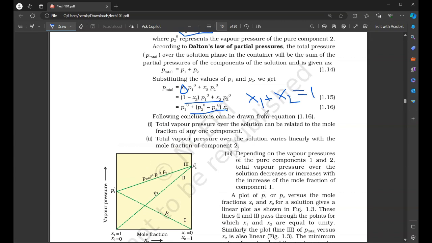This is 1.16. Total vapor pressure over the solution can be related to the mole fraction of any one component. Total vapor pressure over the solution varies linearly with the mole fraction of component 2. Depending on the vapor pressure of pure component 1, the total vapor pressure over the solution decreases or increases with the increase of mole fraction of component 1, because it is dependent.